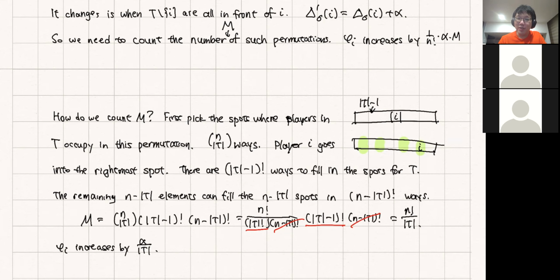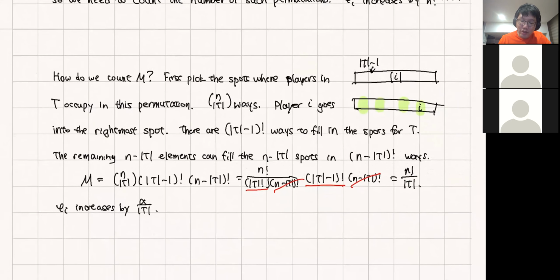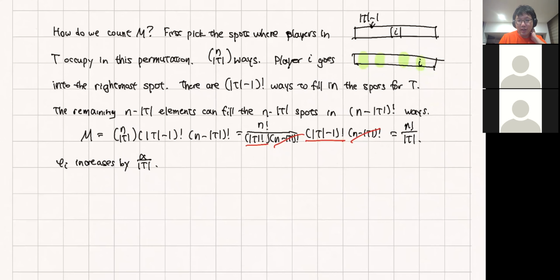And that makes sense, right? Because as a group, these T players will add alpha each time they're in a coalition. So naturally, you would divide the bonus of alpha evenly among these players. So all the players in T, their Shapley value increases by a portion, the 1 over T, of the increase alpha.